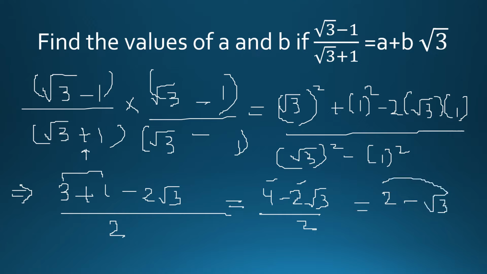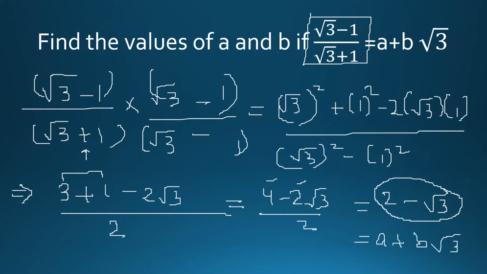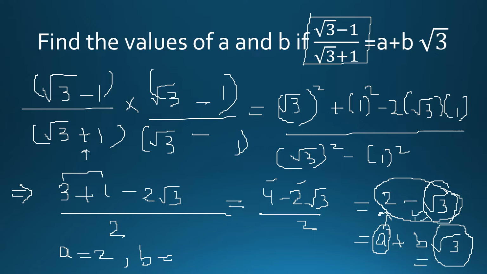Now, this is your left hand side. You solved this. So if you compare it with a plus b root 3, what have you got in terms of a and b? Compare. a is without root, so a becomes 2 on comparison. And b, see, root 3 is here, root 3 is here, so leave this. What are you left with? b becomes -1, the coefficient of root 3. I hope you got it. Let's move on to the next question.